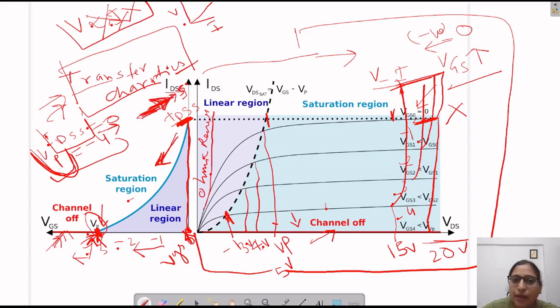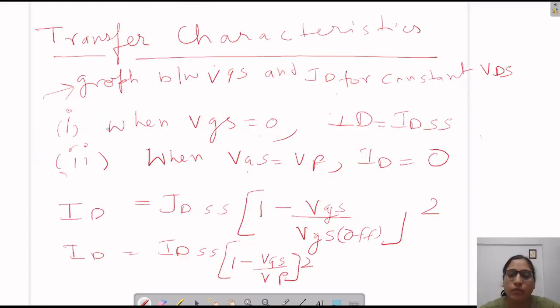Somewhere we have to maintain a particular criterion: yes, this is the VI characteristic, this is the saturation, this is the linear region, this is the active region, and this is the transfer characteristic, this is pinch off, and after that channel off. So that we can get the equations of the current. We will discuss it now: the equation of the currents.